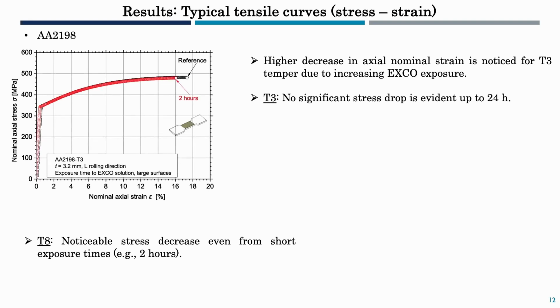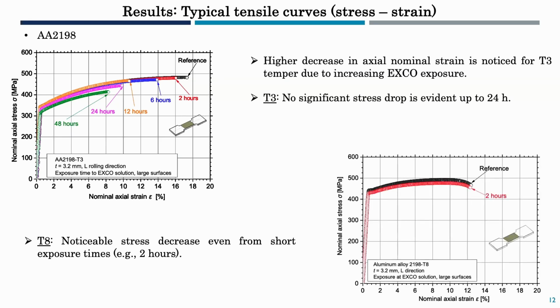And of course, these are the tensile test results for different hours, showing that you have no significant stress decrease, but you have a significant tensile ductility decrease. And we have duplicated this on the T8 temper. If you compare the two tempers, you will see that T8 seems to be more corrosion resistant than the T3 because you have less tensile ductility decrease.